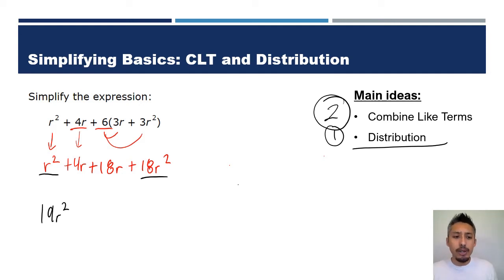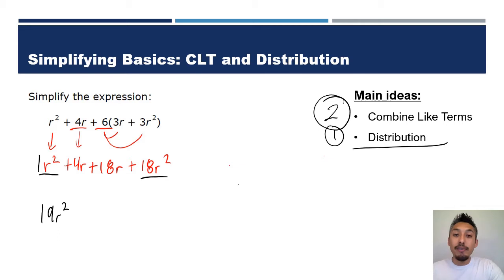If you're not sure where the 19 came from, well, in front of the r squared over here, there is an invisible 1. And when we're combining like terms, we're just adding the coefficients, the numbers in front of the variable. So we had 1 plus 18, which is 19, since they were both positive.